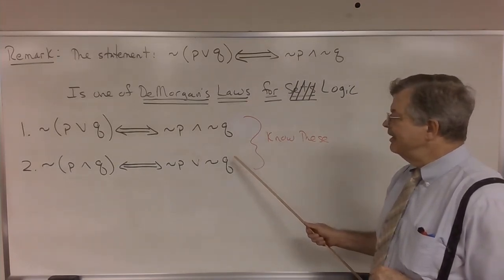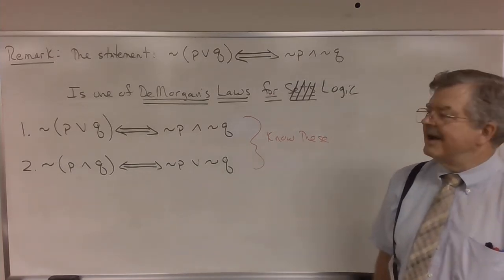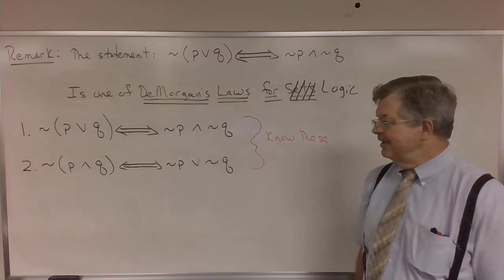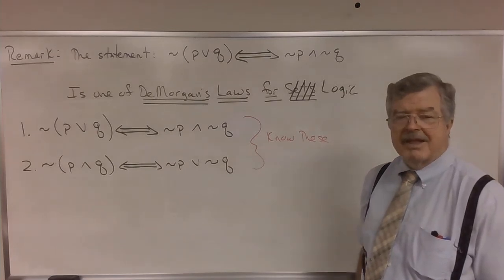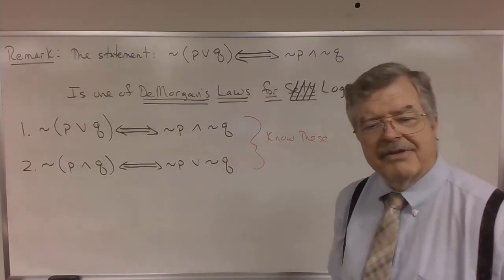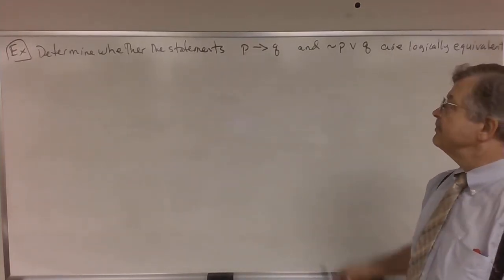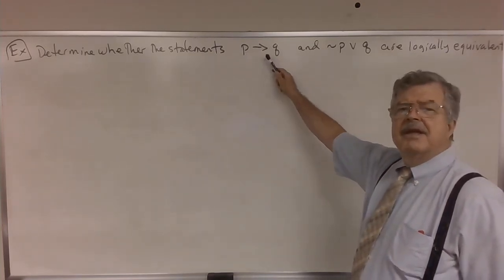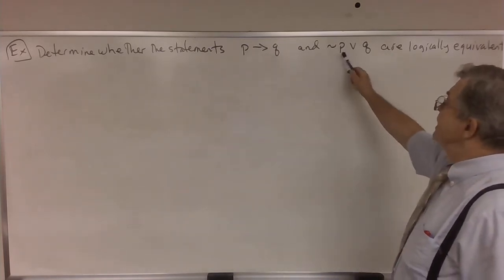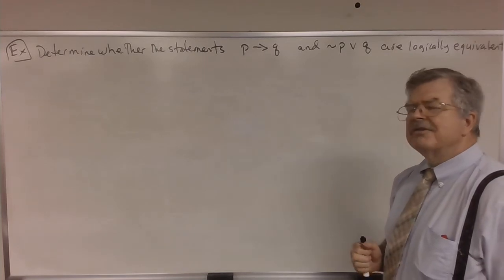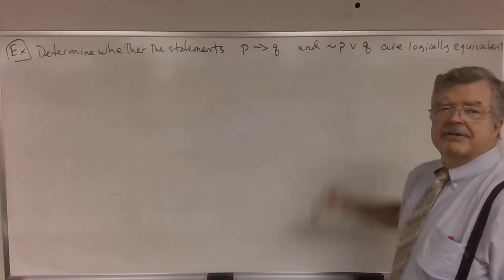These are DeMorgan's laws for logic. DeMorgan's laws for sets have to do with taking complements of intersections and unions. These two things we should know. They'll prove helpful. Now let's look at a couple more examples. Okay, let's take these two. If P then Q, or P implies Q, and not P or Q. Our assignment, should we decide to take it, is to determine whether these two statements are logically equivalent.